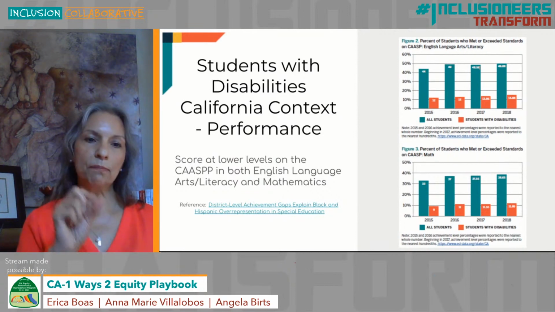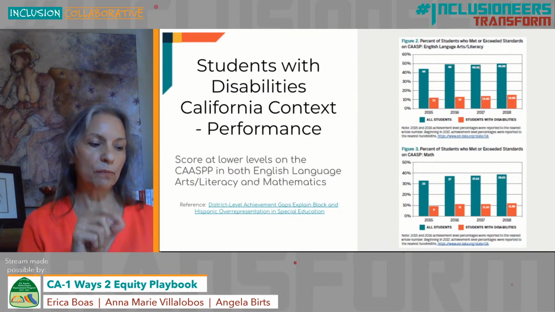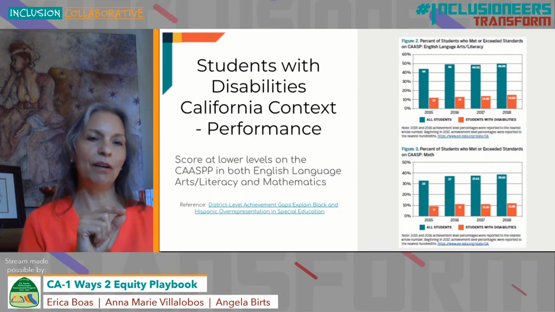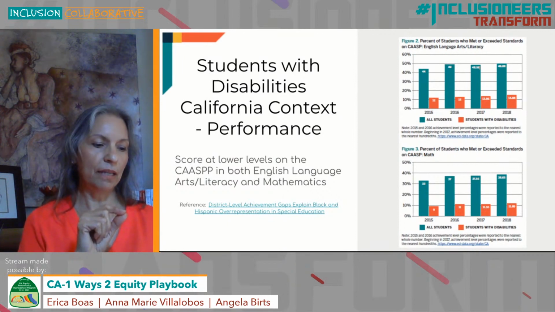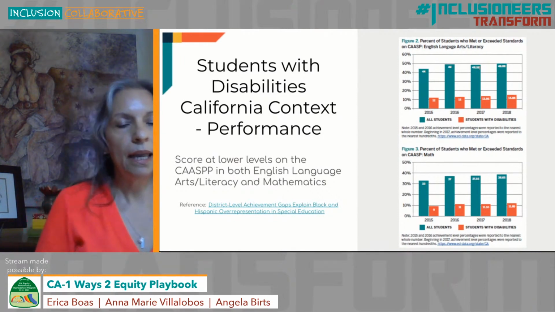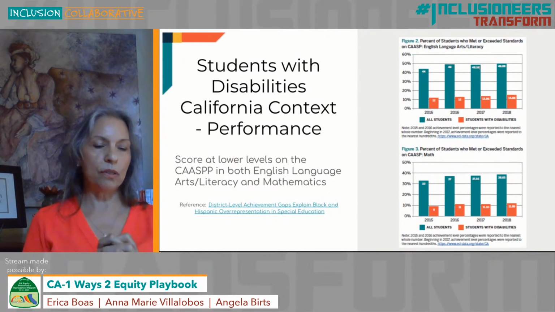However, when there was a smaller opportunity gap or a smaller achievement gap between Black, Hispanic, and white students within a district, then white students were more likely to be overrepresented in terms of being identified for a disability. And there was a lower representation of Hispanic and Black students that were achieving at the same levels.